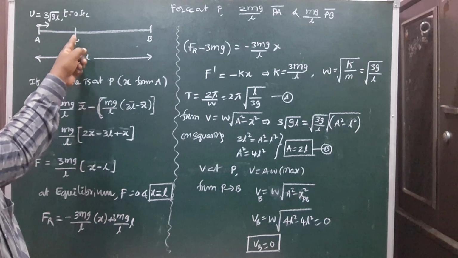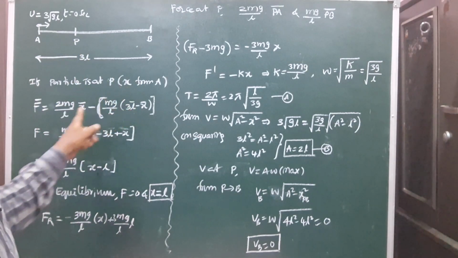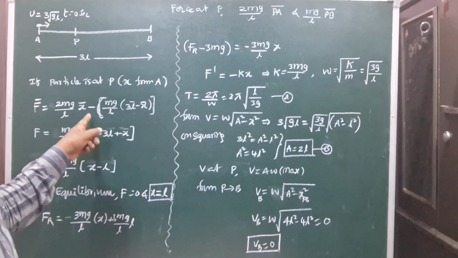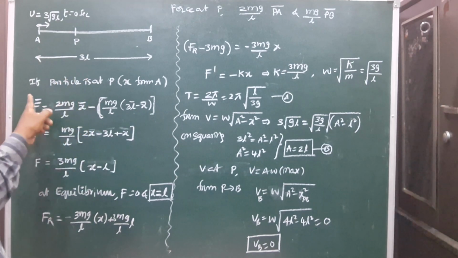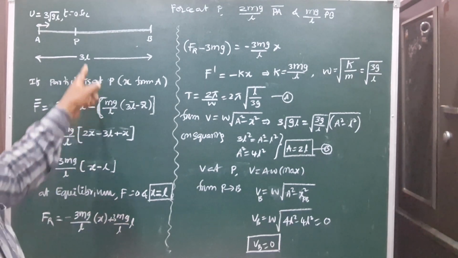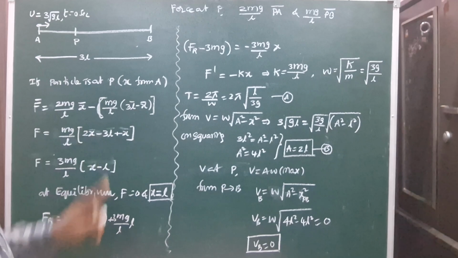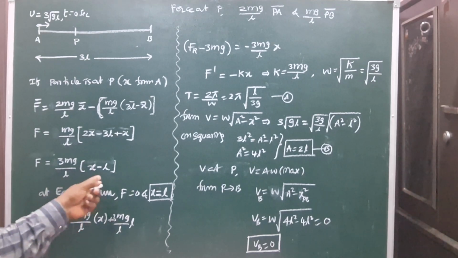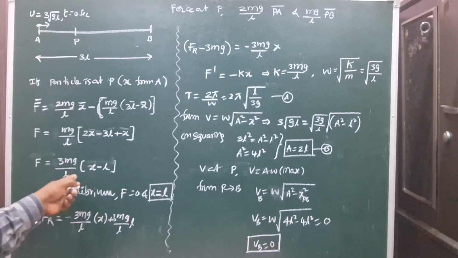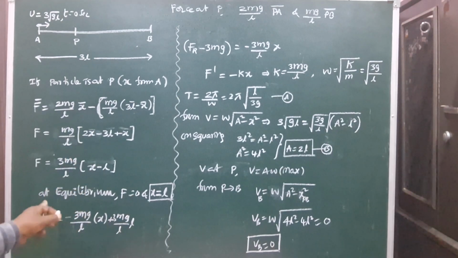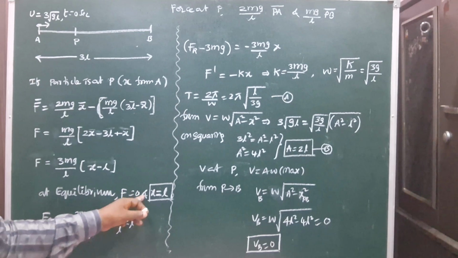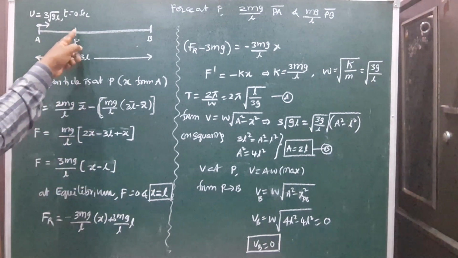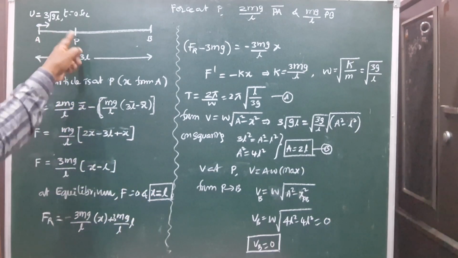if the position of this point is to be taken as x from point A, then the force at that point in vector form is given by 2mg by L x in one direction, taken as, for example, left side positive, and in the direction of B it will be taken as negative. So here the net force is the difference of these two, and on solving we get F is equal to 3mg by L times (x minus L). So in equilibrium condition the net force is equal to 0, hence x is equal to L. The meaning of this point is, the particle is at a distance x equal to L from A on reaching point P.